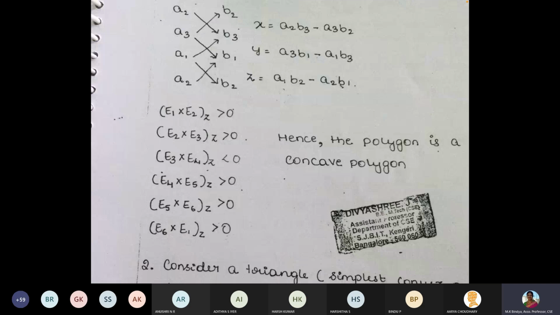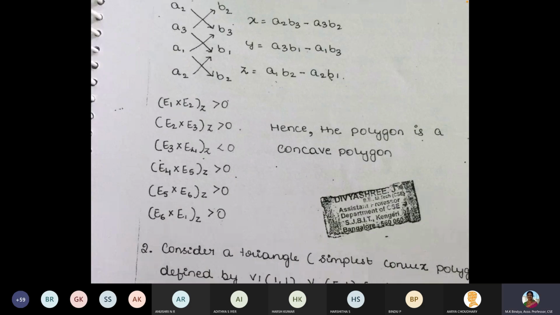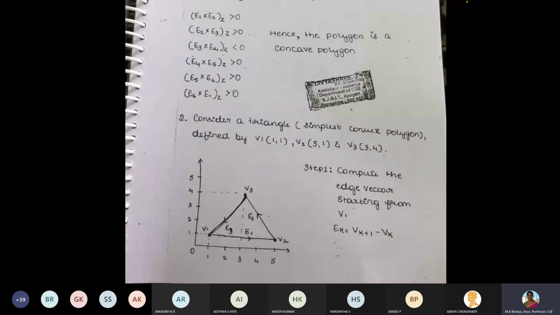Got it, students? This is how you are going to perform the edge vector cross product test. Definitely you'll get a question even in the internals or in the external. They'll give the vertices and ask you to find out whether it is a concave polygon or a convex polygon using the edge vector cross product test. Is this clear? Yes, ma'am.